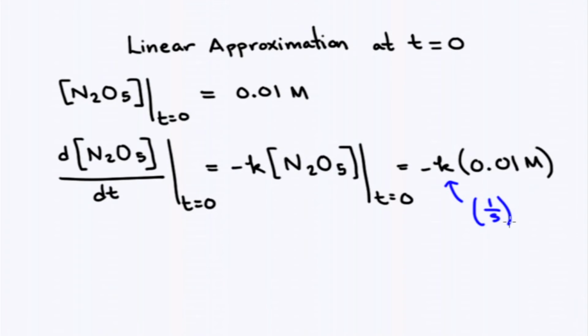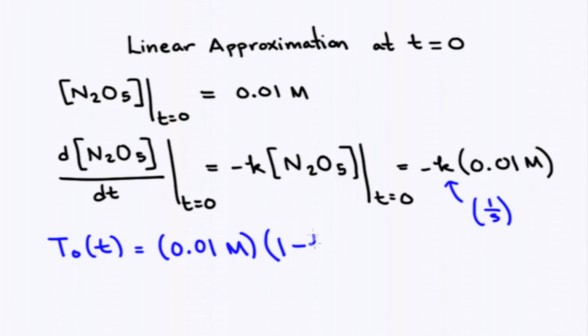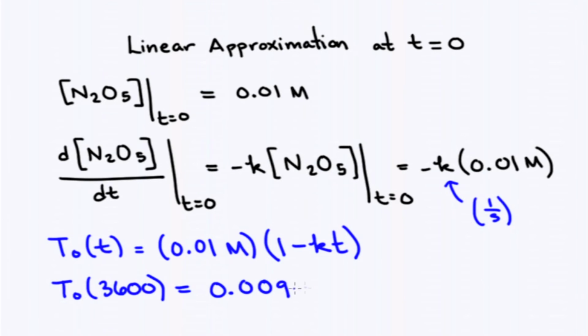Putting this all together into the formula for the tangent line at 0, we see that the linear approximation is given by T0 of t is 0.01 molar times 1 minus kt. Now, we're interested in approximating the value at 1 hour, or 3,600 seconds. Plugging in the value for k, we find that to two significant figures, T0 at 3,600 seconds equals 0.0094 molar. So the molarity is not so different.